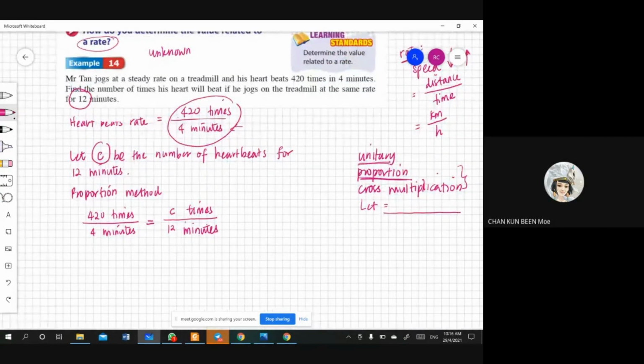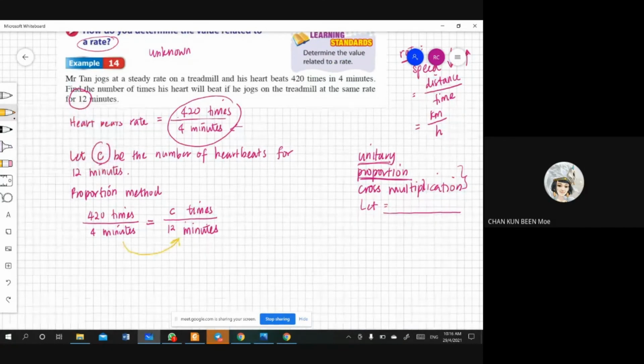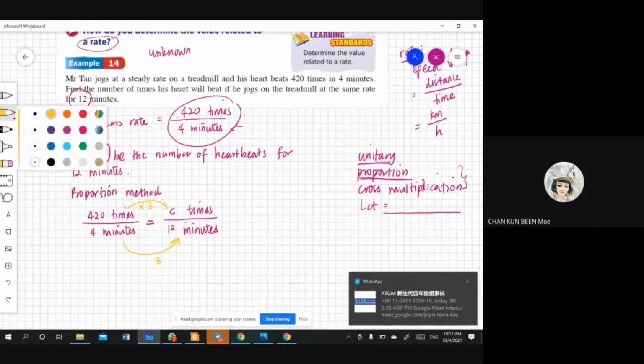Because the proportion method, you just need to find out how much you need to multiply to get the answer. So I'm going to use this. 4 times what equal to 12? 3. Yeah, times 3. Very good. Meaning that on top over here, if you want to get C, we also have to multiply by 3.